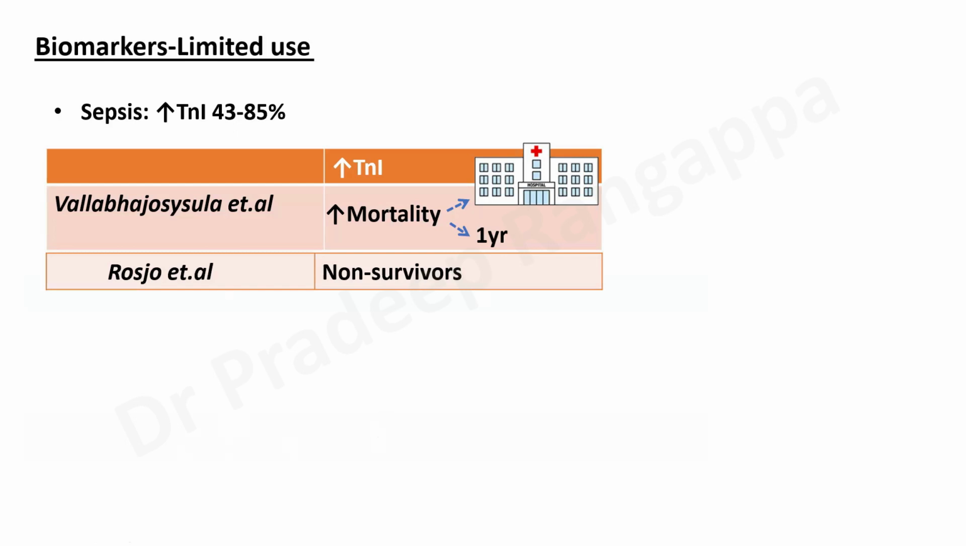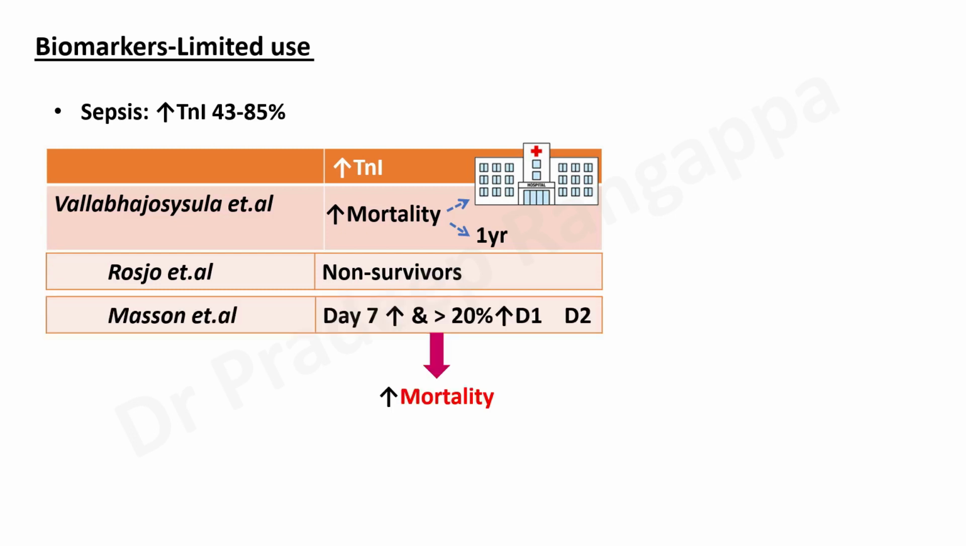This was another study where they showed that patients who have higher troponin fall in the non-survivor group as compared to the ones where troponin does not go up.